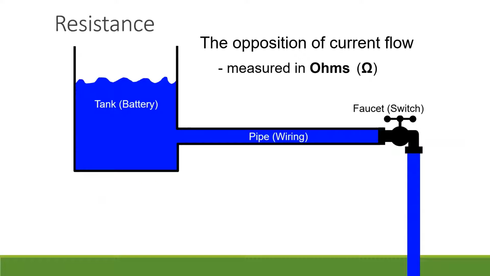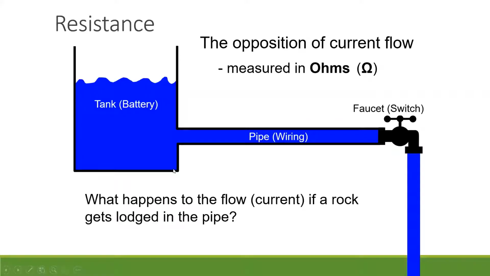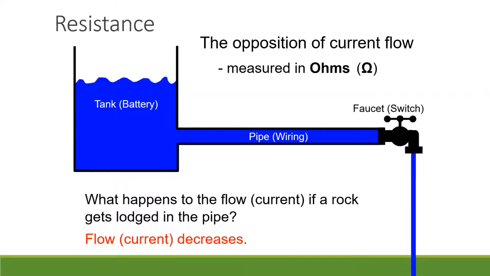So if I've got this tank of water, which represents the battery, and I've got this pipe, which represents wiring, if I was to drop a rock into this tank, like so, and the rock was able to bounce around and get lodged into that tap, what would happen is the flow would decrease. And the reason the flow would decrease is because it's now a lot harder for the water to go down the pipe, because it got stuck.